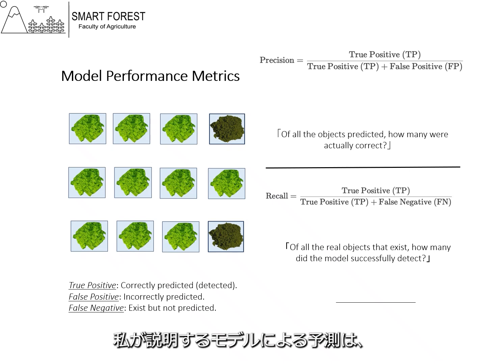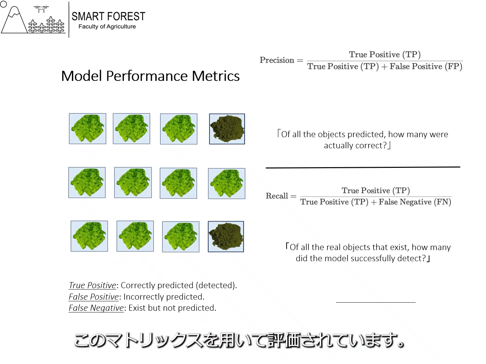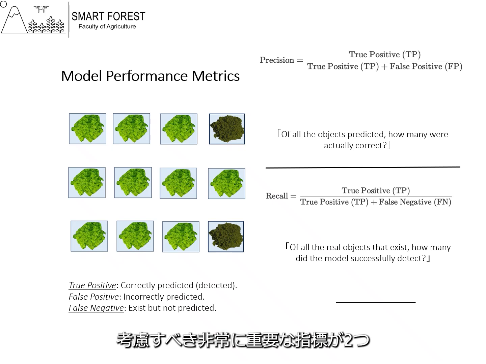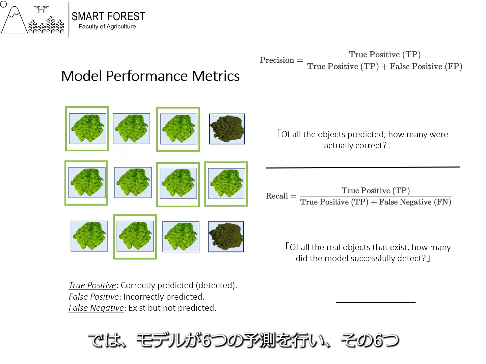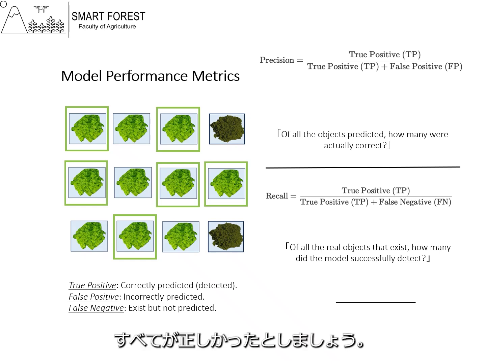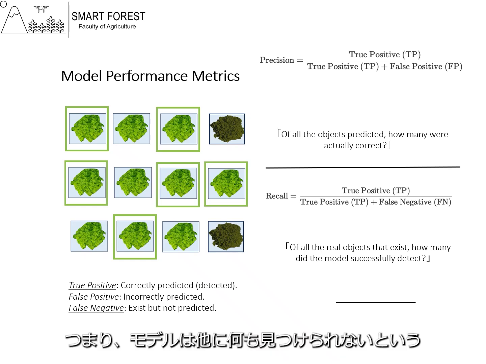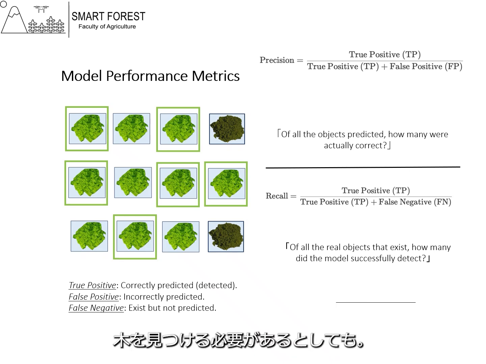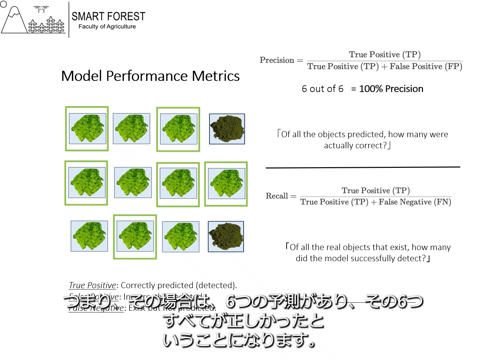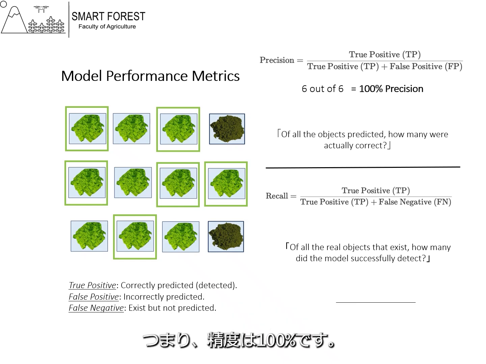The predictions that the models make are evaluated using these metrics. We have two very important metrics that we need to consider, which are precision and recall. And there is another one, which is the F1, but I will talk about that later in the slides. So let's say that the model makes 6 predictions and the 6 are correct. There is nothing else that the model finds, even though there are 4 more trees. Let's say there are beech trees that they need to find. So there were 6 predictions and the 6 were correct. So the precision is 100%.